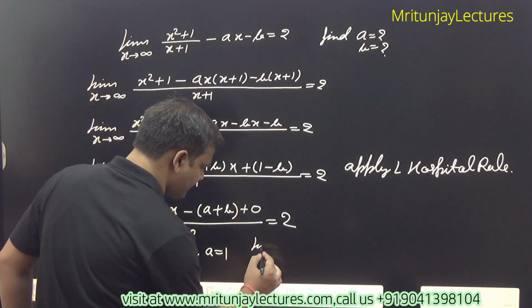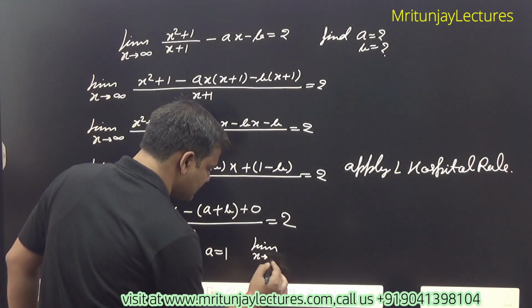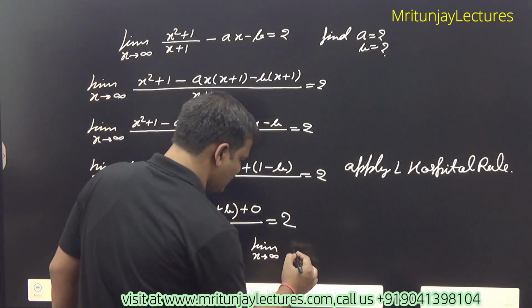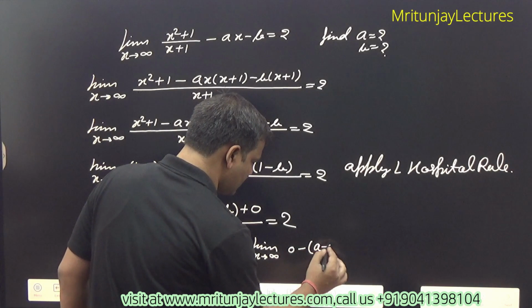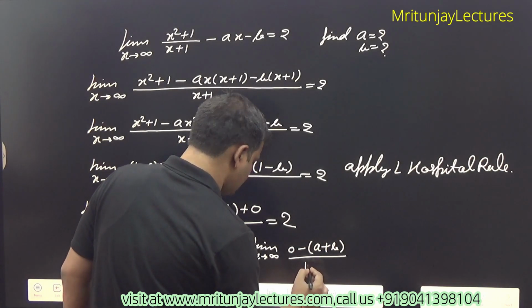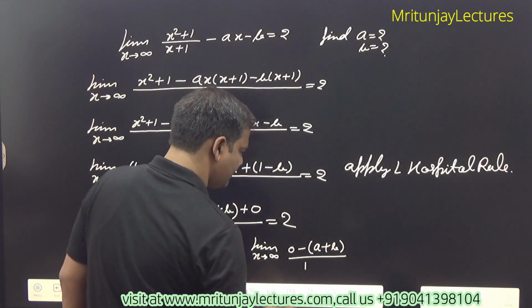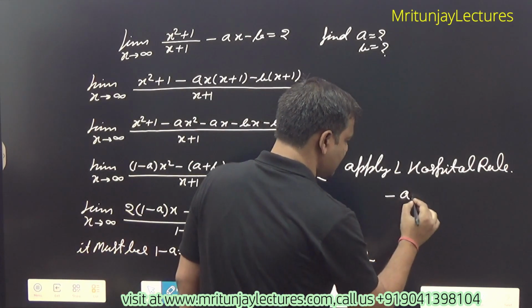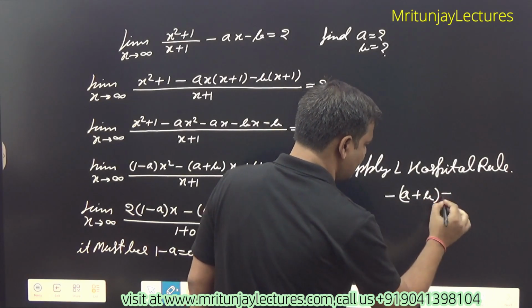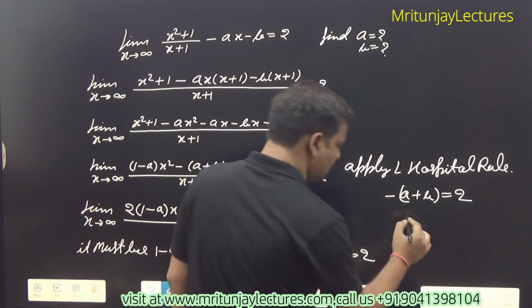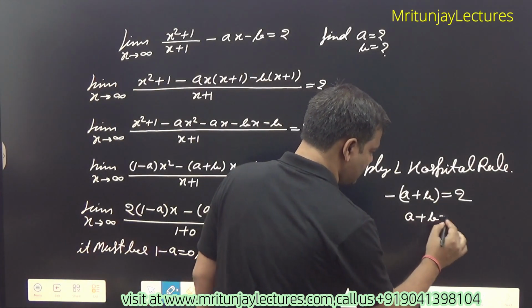Then limit x tends to infinity, what about that value? 0. So 0 minus (a plus b) divided by 1 is equal to 2. So you can say that minus (a plus b) is equal to 2. So a is equal to 1. So you can say that a plus b is equal to minus 2.